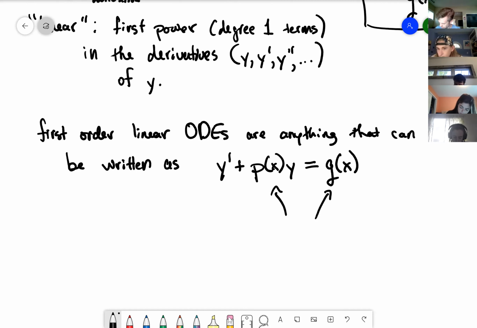Where this P and Q of x are arbitrary functions of x.